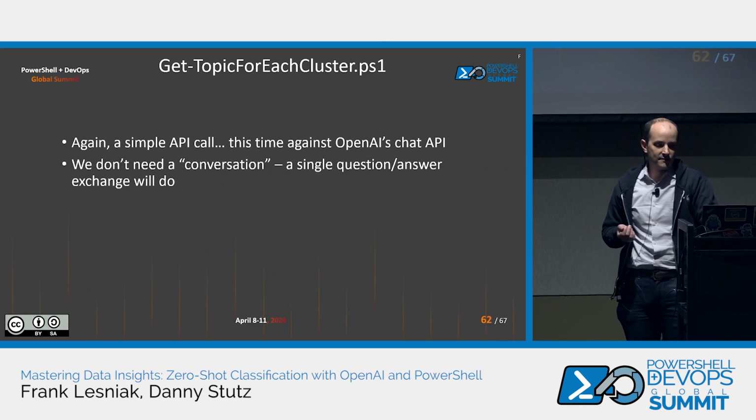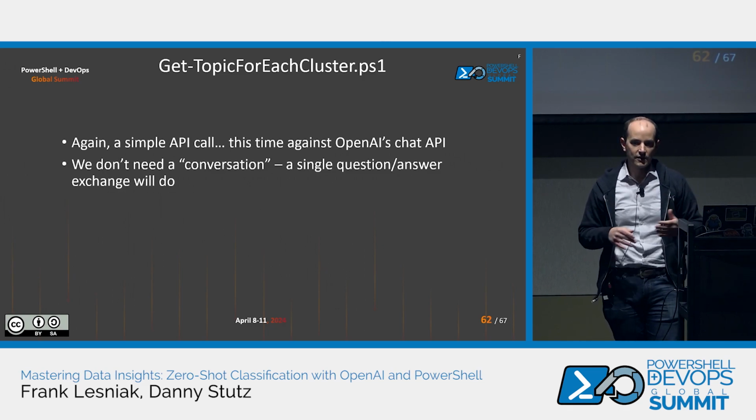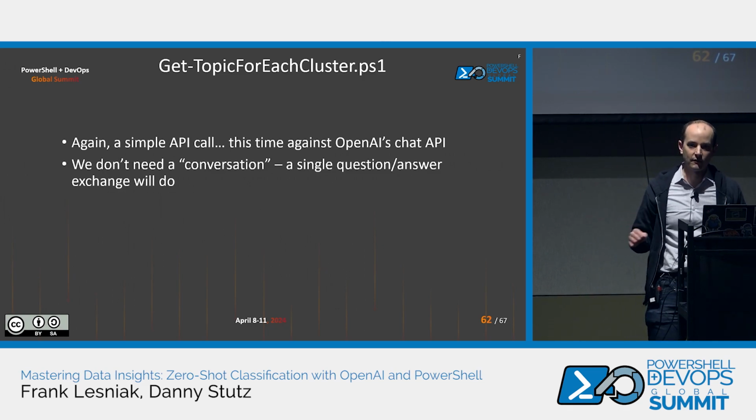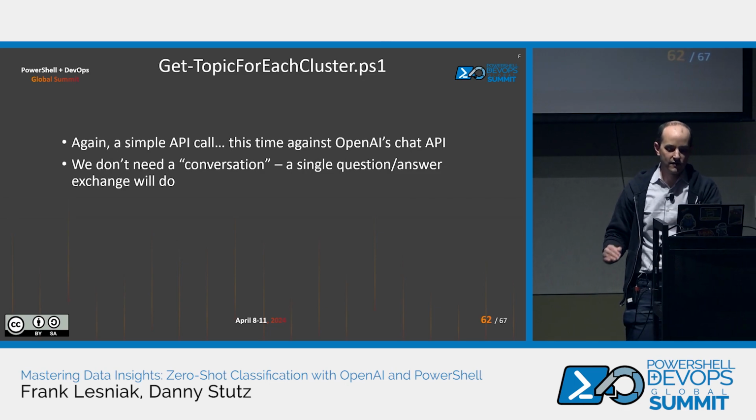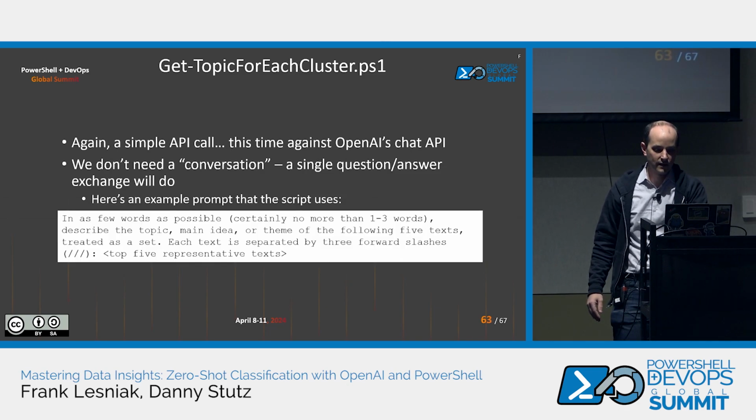One thing that made this a lot simpler is we don't need a conversation with OpenAI. Probably many of you have used ChatGPT, and you can go back and forth and ask questions and have a conversation. We don't need to do that. We're going to ask one question and get one answer. That does make this exchange a lot easier and simplifies our code quite a bit.